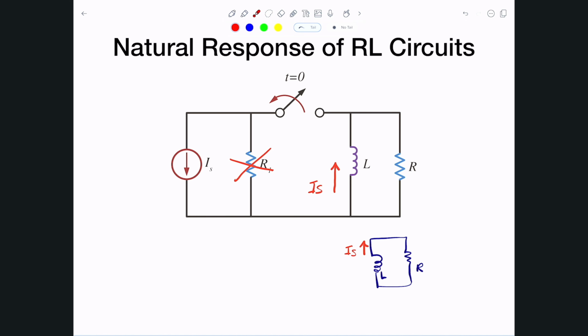So what I'm interested in is the following. I want to find the actual current i of t, the equation for the current in here, because it's the same current through the inductor and the resistor. Let me just write these equations. We have V R of t is the same as V L of t because they have the exact same voltage.